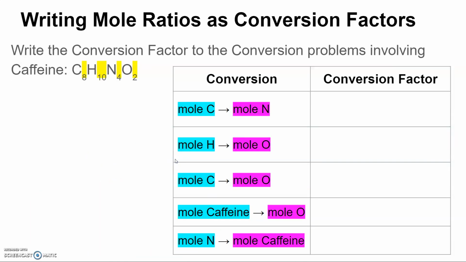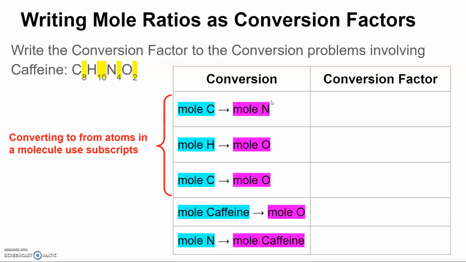All right, let's see if we can try and do that for these problems here. We're going to write conversion factors for problems involving caffeine, C8H10N4O2. Now, before we write the conversion factor for each of these conversions, so from moles of C to moles of nitrogen, for example, I want us to break down the 2 types of problems that we have here. The first type, the first three, involves converting from moles of atoms within a molecule. So for these, we're just going to use the subscripts, right? So for moles of carbon to moles of nitrogen, moles of hydrogen, moles of oxygen, etc., we just use the subscripts because these are all atoms.